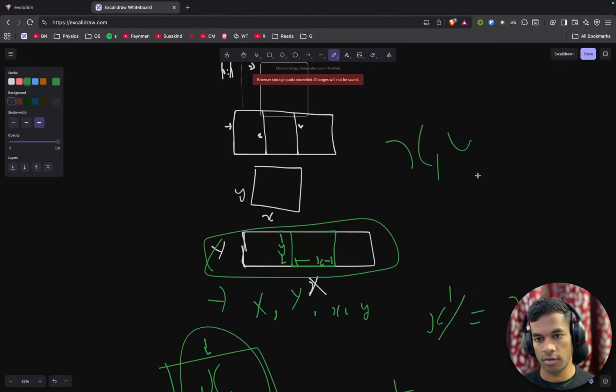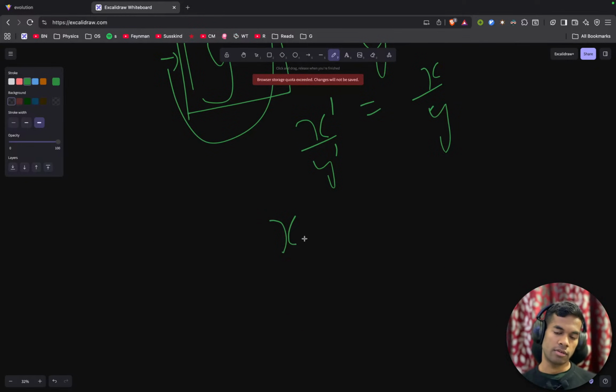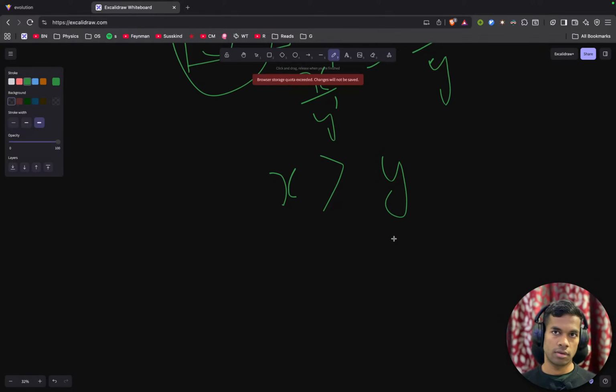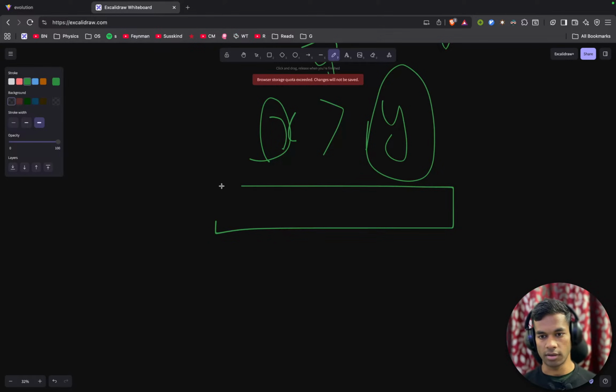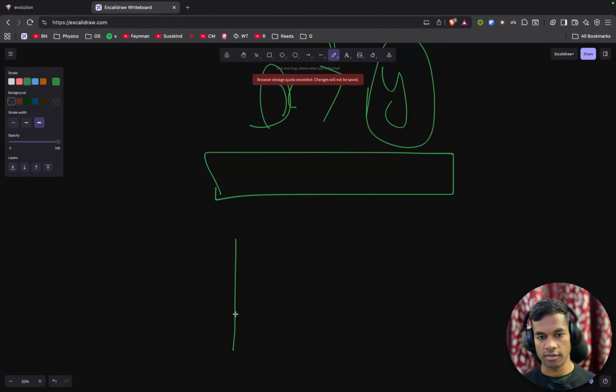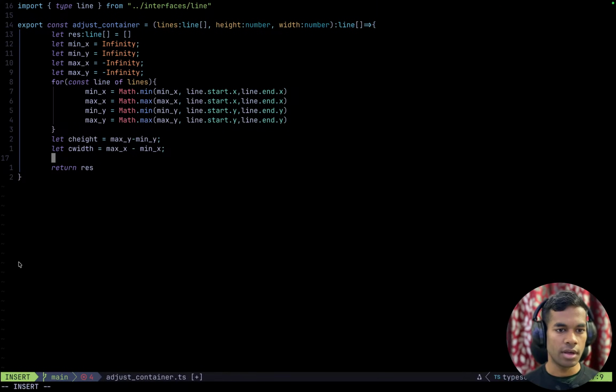And if for the organism x is greater and y is smaller, so the organism is like this and our screen is like this, then x is the deciding factor. Whatever the bigger one is, that is the deciding factor.